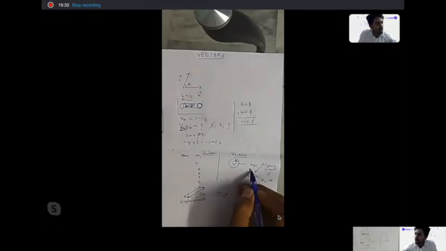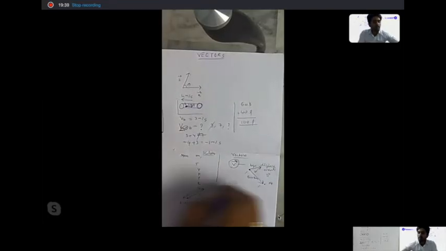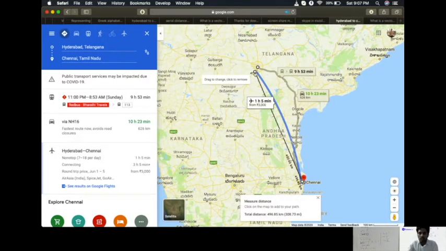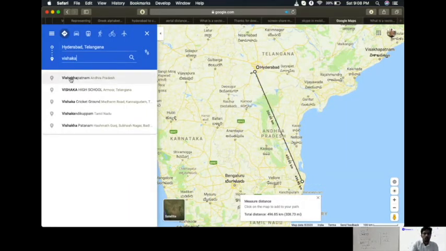In the same way, if I talk of the displacement vector from Hyderabad to Vizag, that would be something like this. And proportionally, let's say Hyderabad is here and Hyderabad to Vishakhapatnam, correct? So let's change it to Vishakhapatnam. I have the suggestions here.